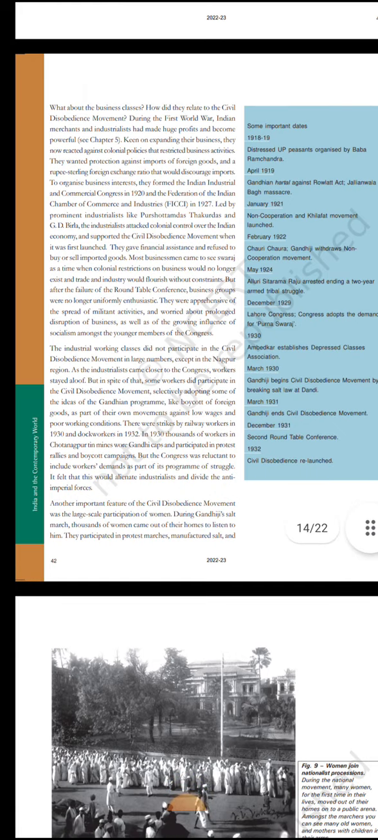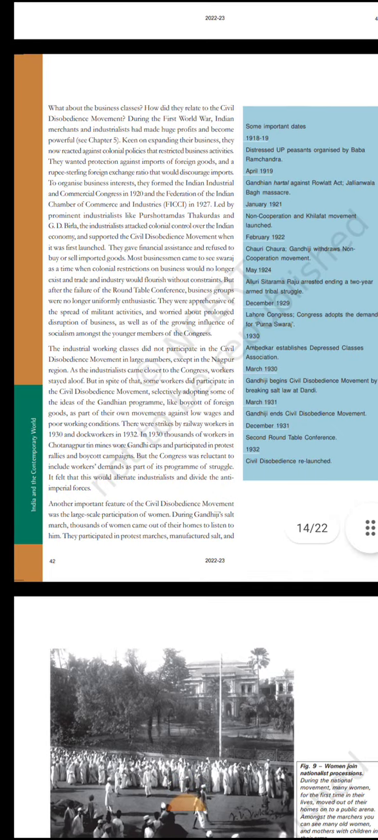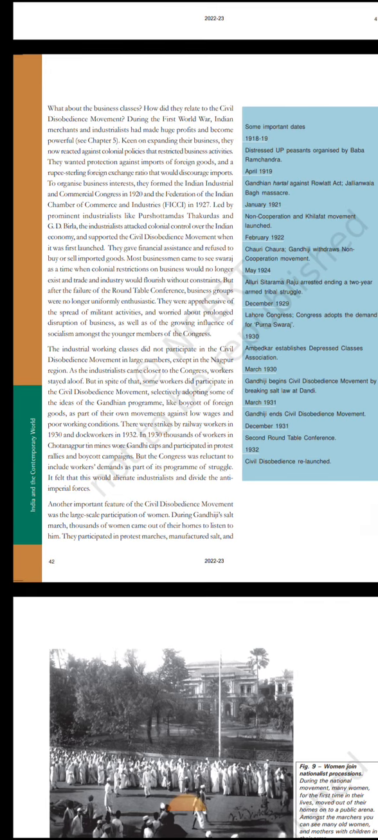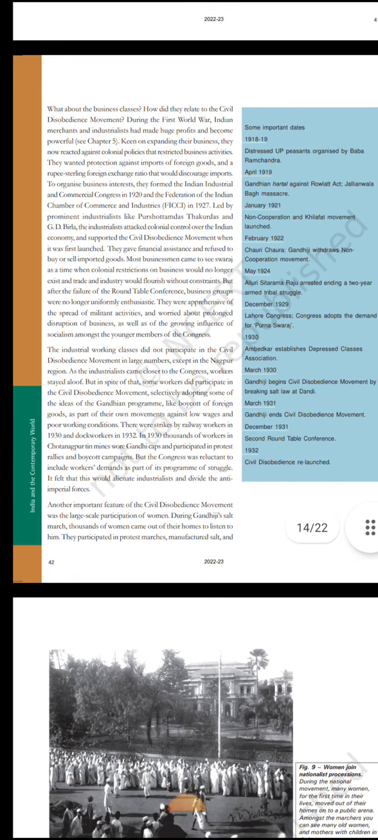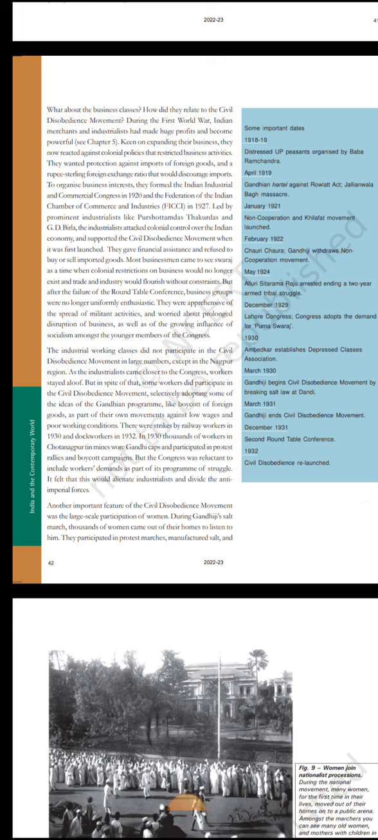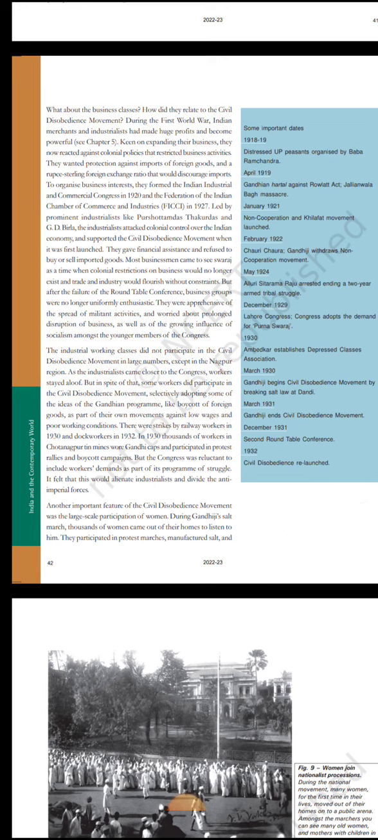The workers also joined the civil disobedience movement in large numbers. They faced poor working conditions, so they wanted higher wages and improvement in working conditions. Dock workers in 1932, workers who lived near the sea, and in the 1930s thousands of workers in Chota Nagpur wore Gandhi caps and participated in protest rallies and boycott campaigns. But the Congress was reluctant to include workers because it feared that if it alienated industrialists, it would not get their financial support.